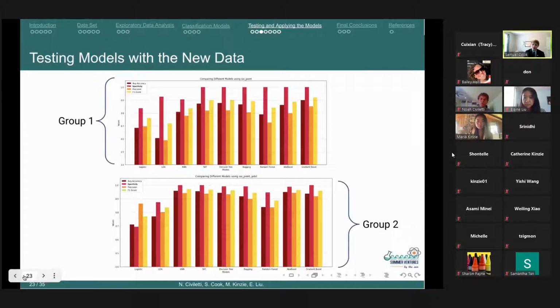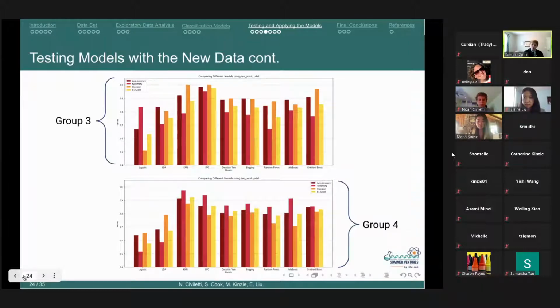Here you can see group 1 and group 2. And then here's group 3 and group 4. And you can really see that KNN, SVC, and ADA boosting maintain around the top 3 for all of the models tested.